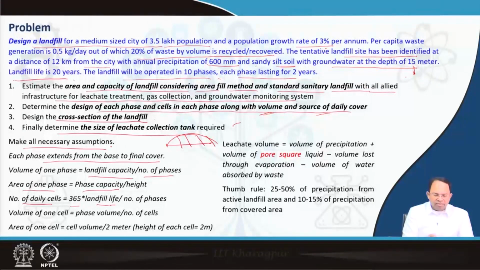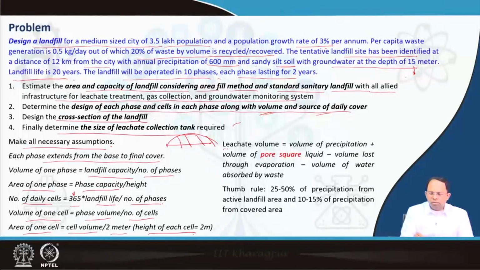365 multiplied by landfill life, divided by number of phases. So that would be the total number of cells required in the landfill, so that every day waste comes in, that has to be considered. Volume of one cell is equal to phase volume divided by number of cells. Area of one cell equals cell volume divided by 2 meters. The height of each cell is given as 2 meters.